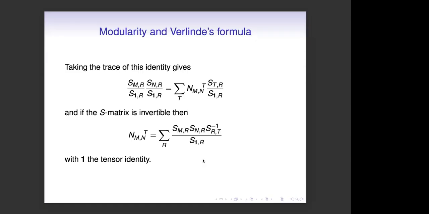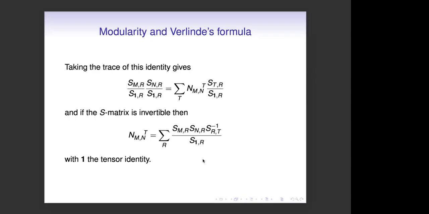Now the invertibility comes into the game, because we see, first of all, one of these S_{1,R} in the denominator we can cancel on the left and right, and then since S is invertible, we can multiply by the inverse, and we get a closed formula for these fusion coefficients. This closed formula is called Verlinde's formula for fusion coefficients, and Verlinde's formula in the tensor categorical sense is nothing but the argument I sketched, and so you would learn about it in a lecture on modular tensor categories for sure.